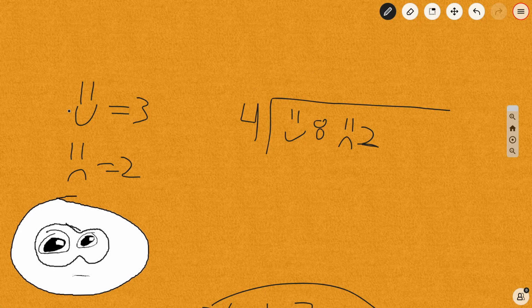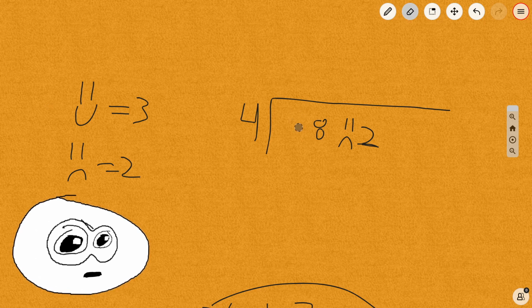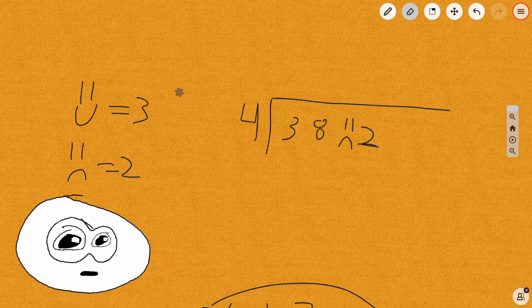So then we have, again, smiley face equals 3. So we could just replace that. And frowny face equals 2, right? But what if we didn't know it, right? What if it was just a variable? So let's kind of explore it that way.